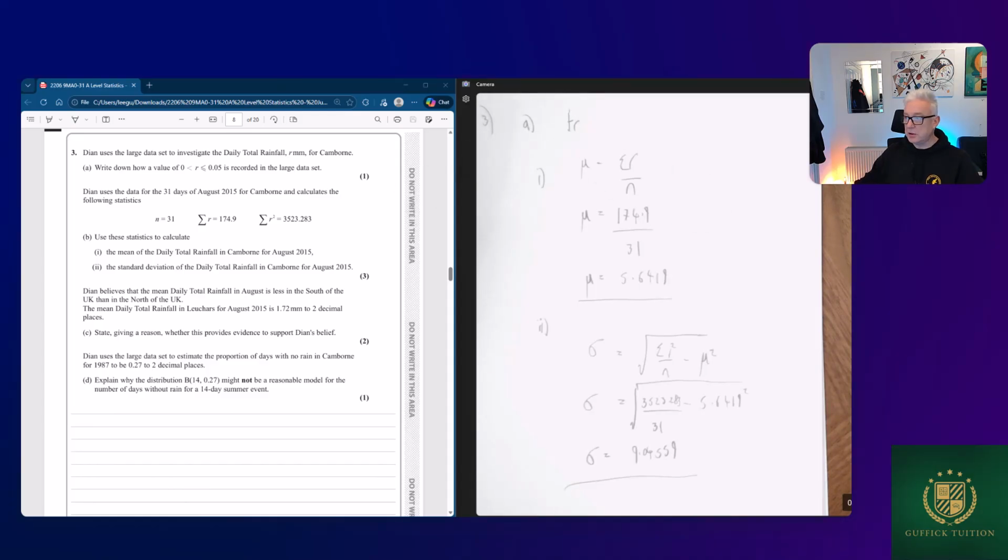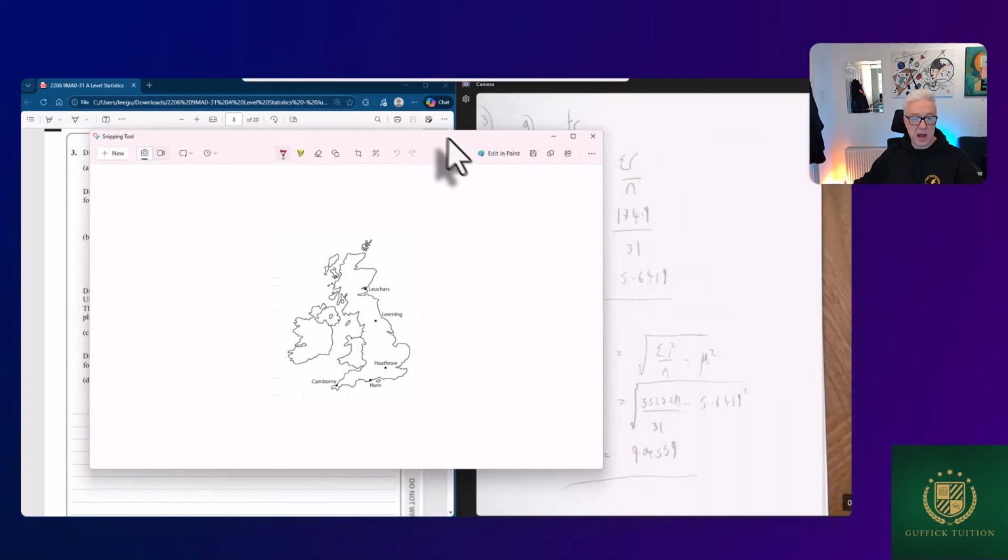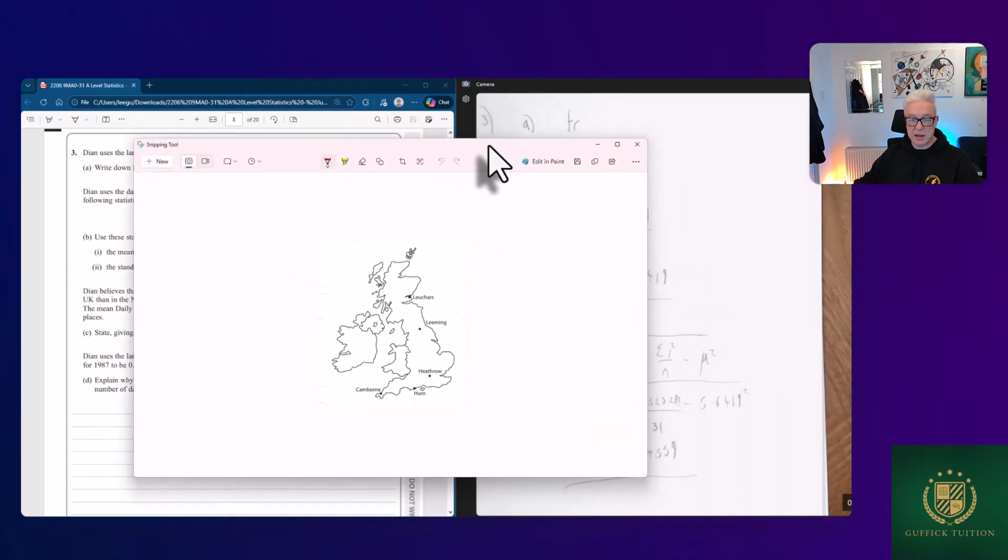Okay, so let's have a little look at a map of the UK. So here's a map of the UK from the large data set for Edexcel, showing the various cities that we need to be aware of. And we can see that Yv there is in the north, right up in Scotland, and Camborne is down in the south, it's in Cornwall.